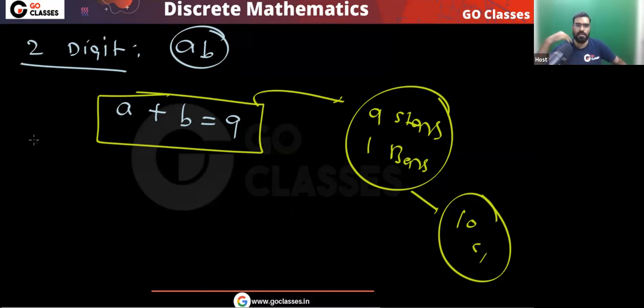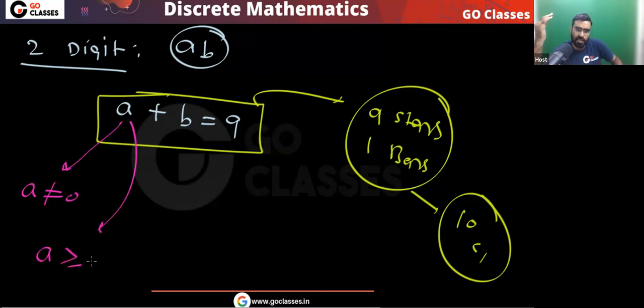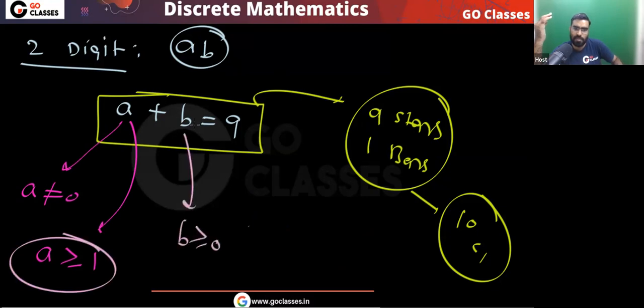See, we did something wrong because this A should not be 0. This A cannot be 0, or I can say this A should be greater than or equal to 1. This B can be anything. Is this point clear? This A cannot be 0 because we want 2 digit. So now you solve it. It's like the Santa example, the same Santa example.